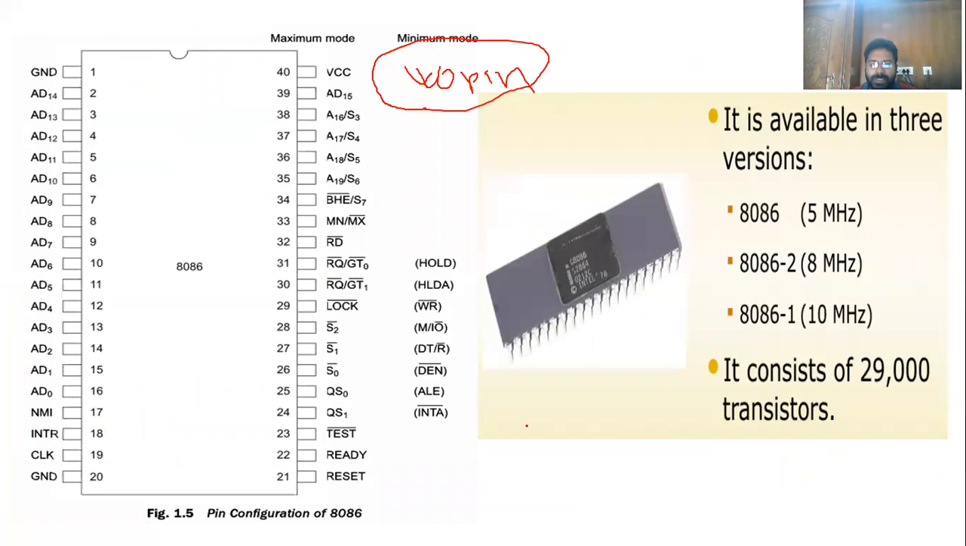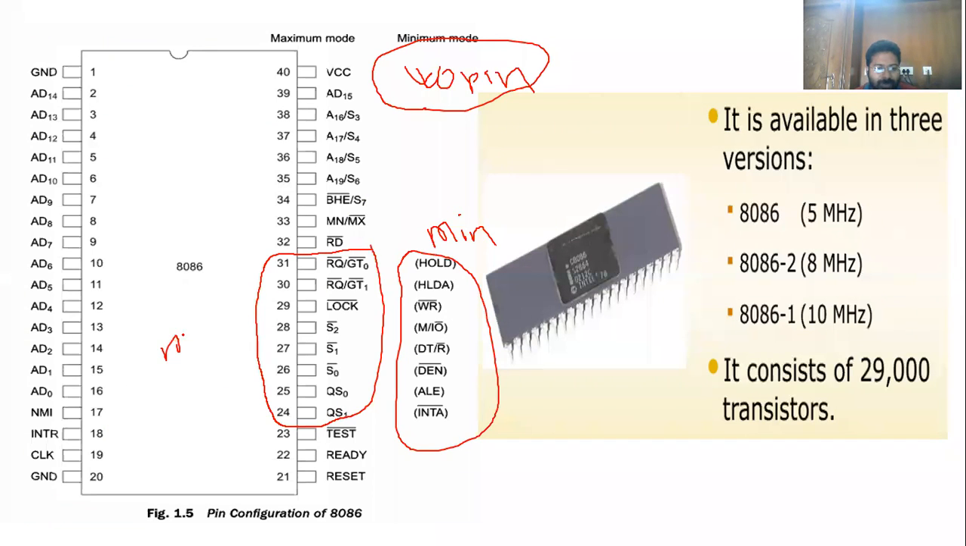Now see these 40 pins. These are the minimum mode pins. These are the maximum mode pins, pins 24 to 31, which are 8 pins. But the remaining 32 pins are common for both maximum and minimum mode. So out of these 32 pins, you can see this.